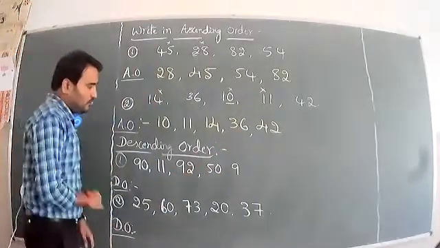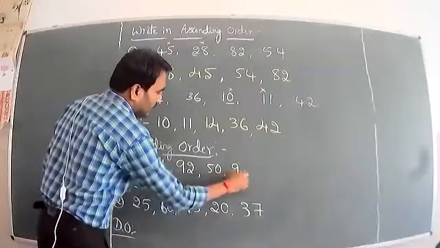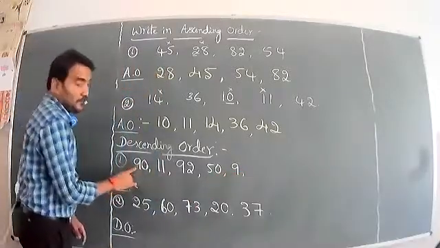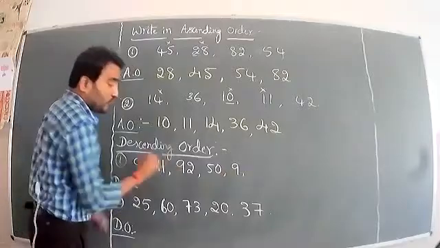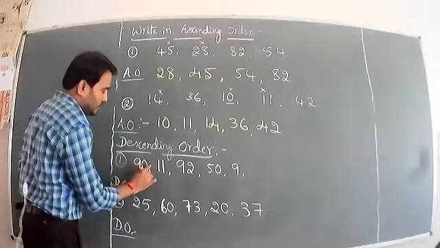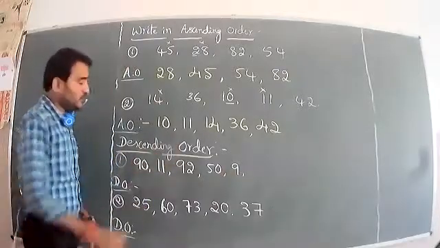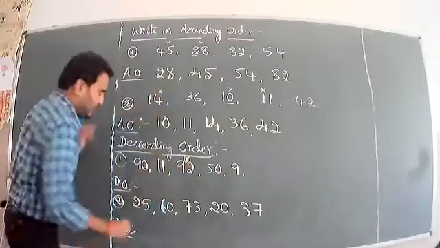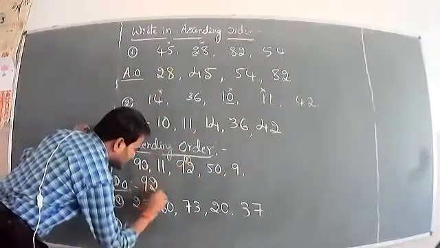Now observe that. Which number is greater? The tens places are the same: here 9, here 9. Go and check the ones places. Here 0, here 2. Which number is greater? 2 is greater. So first we should write the first number, it is 92.